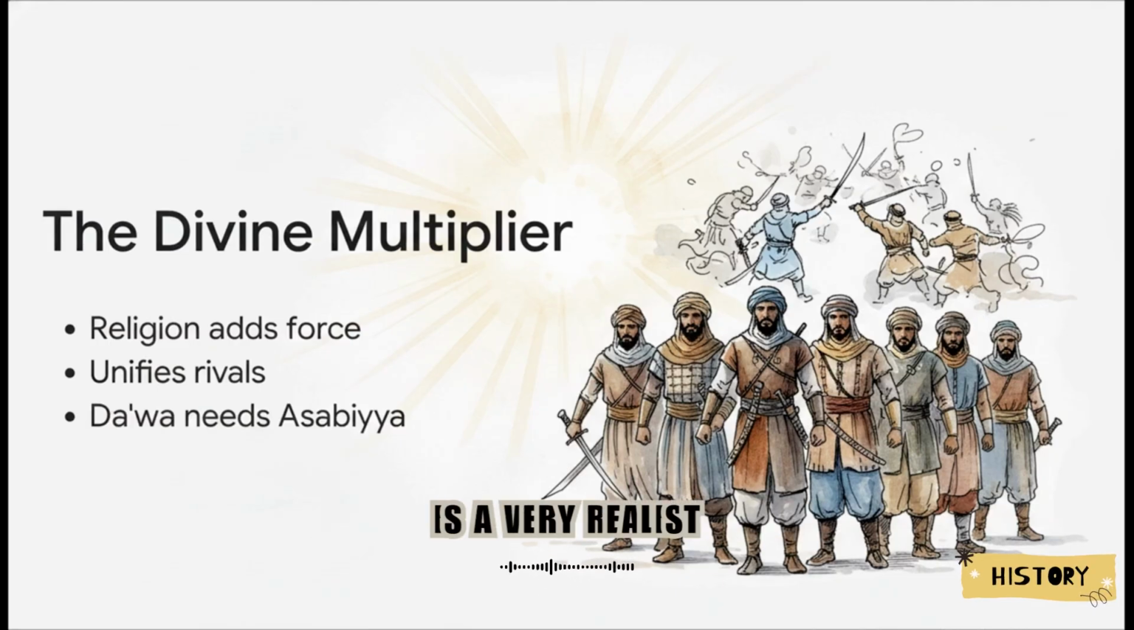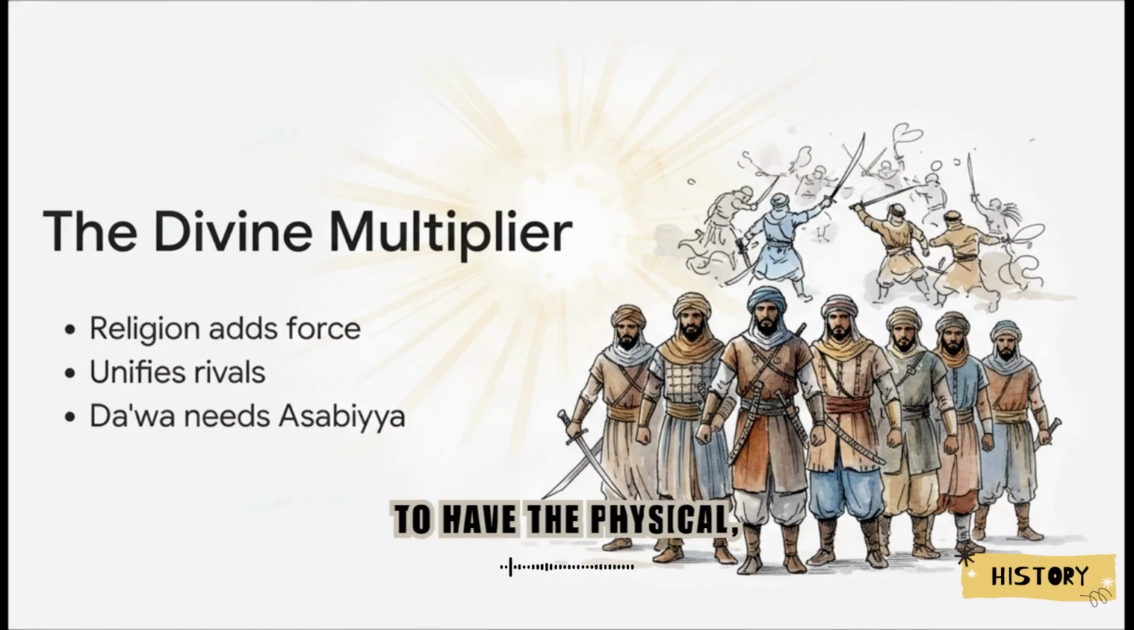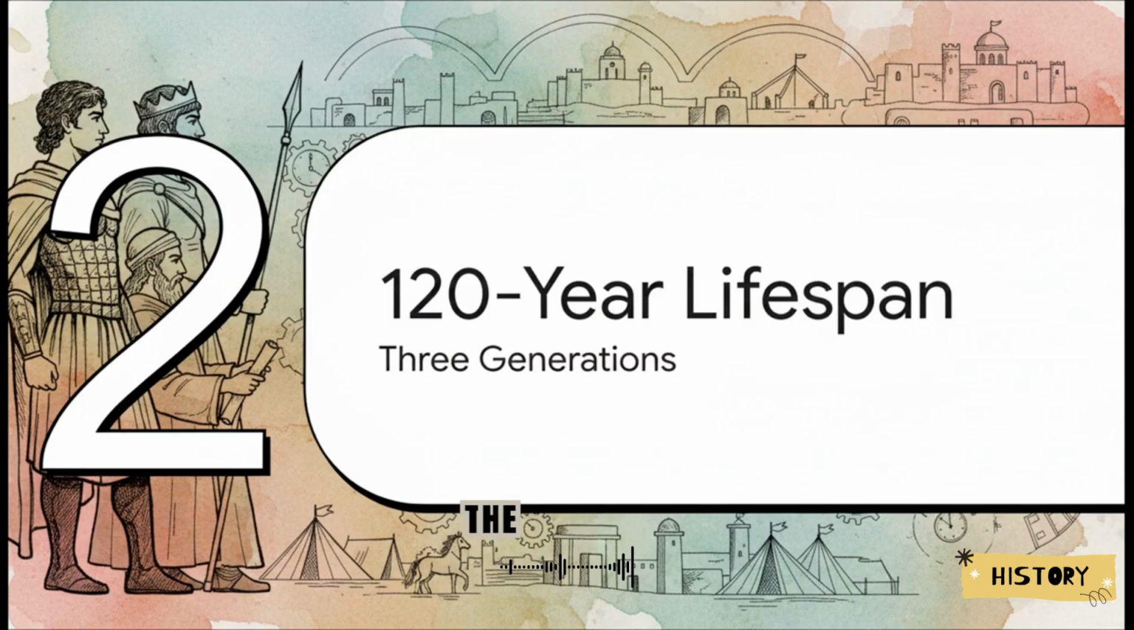But there is a very realist warning here from Khaldun. A divine mission cannot succeed on its own. If you have a religious calling, a dawah, but you lack that underlying social cohesion, your movement will fail. You absolutely have to have the physical, social muscle to carry the spiritual message. Section 2, the 120-year lifespan.